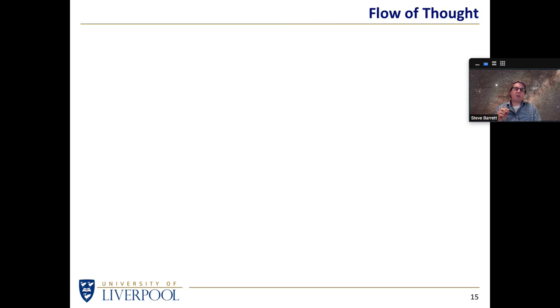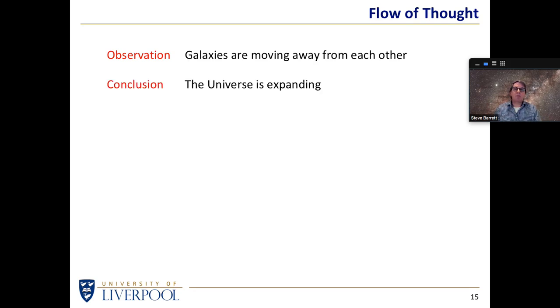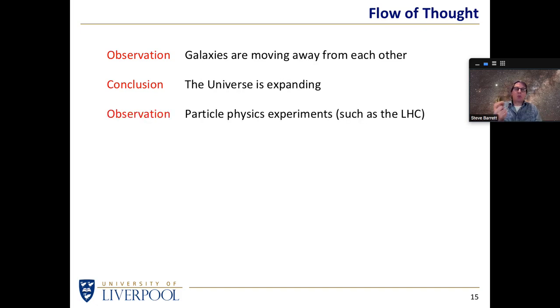So let's have a think about the flow of thought that gets us to understand the universe. We observe galaxies moving away from each other. That was known something of order a century or so ago. And from that we conclude that the universe is expanding. And if we wind the clock back, that would imply that the universe was a lot smaller in the past. As well as looking out, we can also look in, and we can do laboratory experiments. For instance, we can bang particles together to get an idea of what matter is made of.